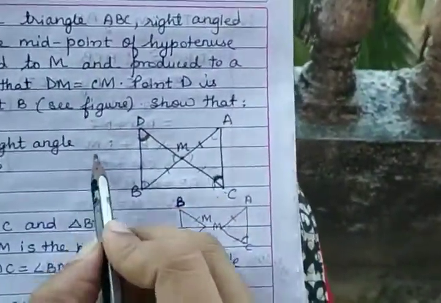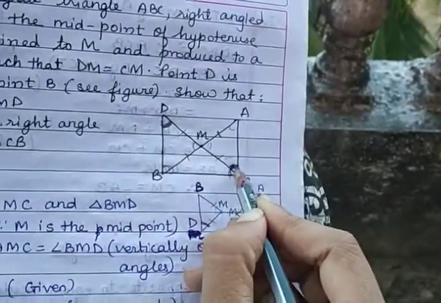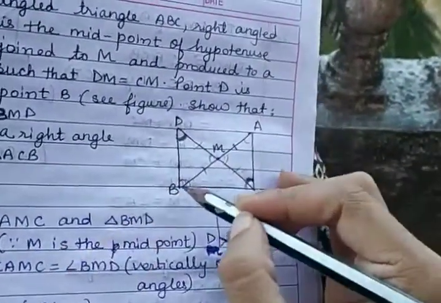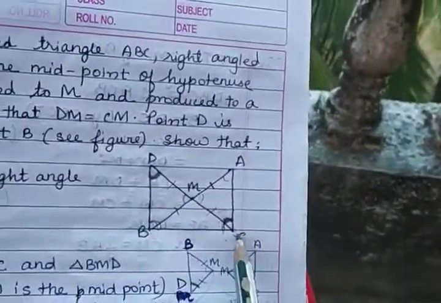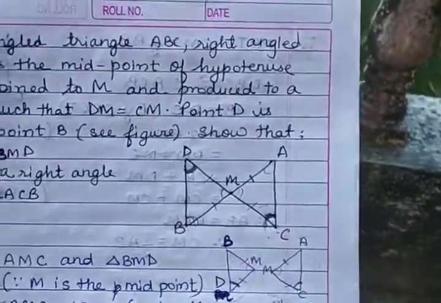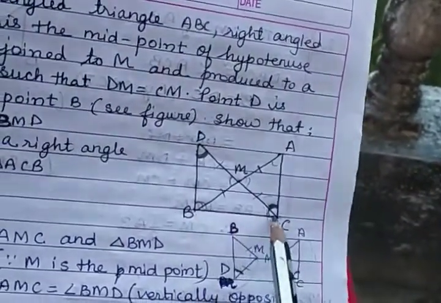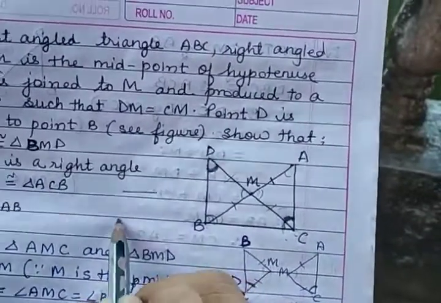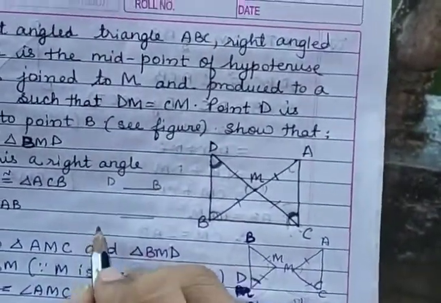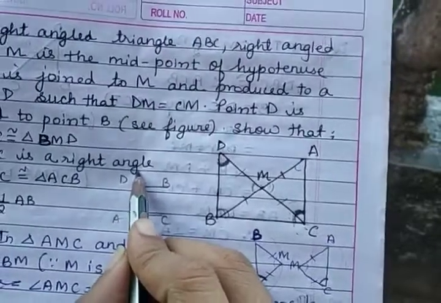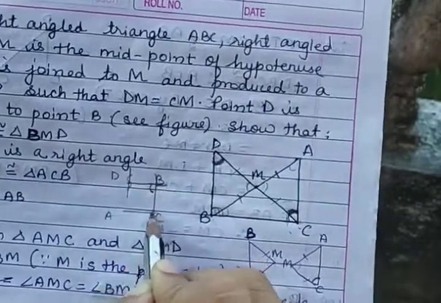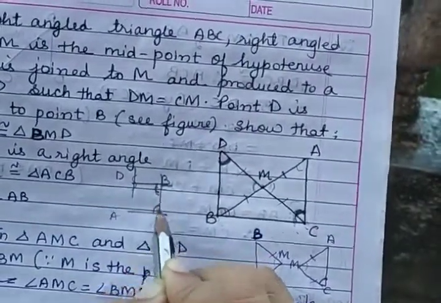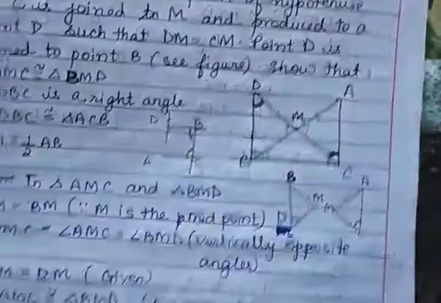to AC. Now if DB is parallel to AC, then these are interior angles on the same side of the transversal, correct? So angle B and angle C are interior angles on the same side of the transversal. So your transversal is BC. So you have here DB and AC, and you have the transversal here, which is BC. Then these are the angles on the same side of the transversal.